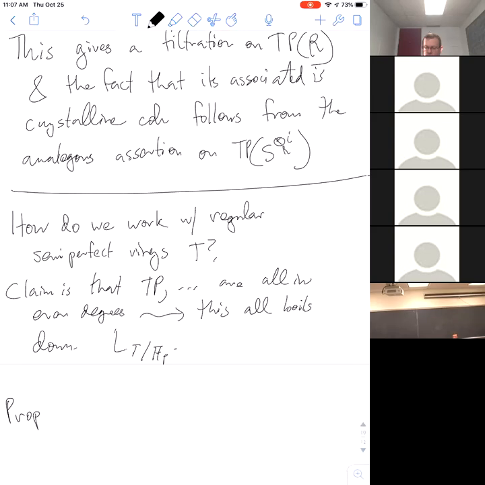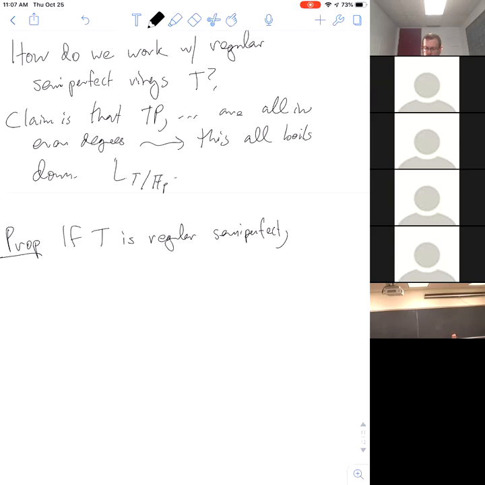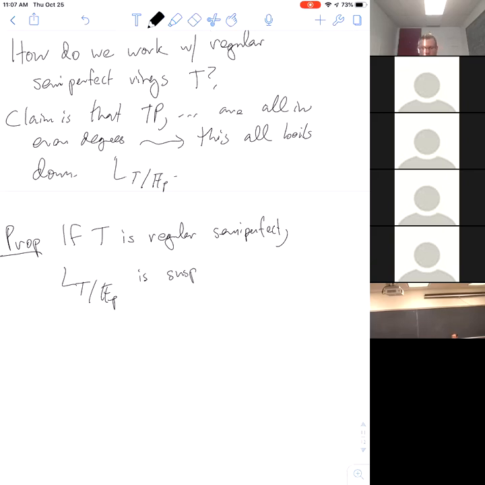And so the proposition is that if T is regular semi-perfect, then the cotangent complex of T over Fp is the suspension of a finitely generated projective T-module. So recall, this is what's a little bit surprising. In particular, it's all in homological degree 1.